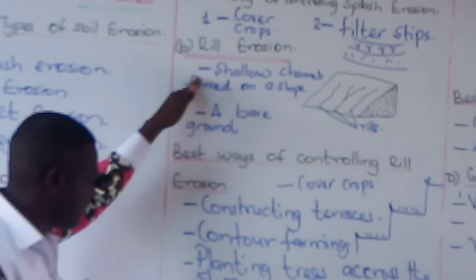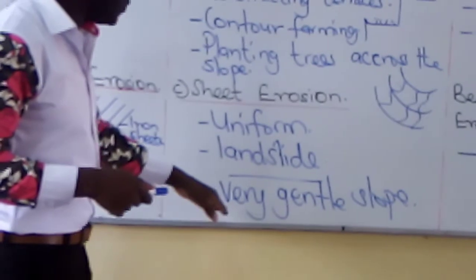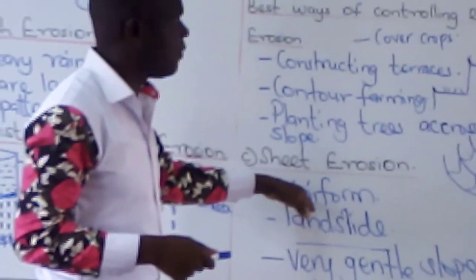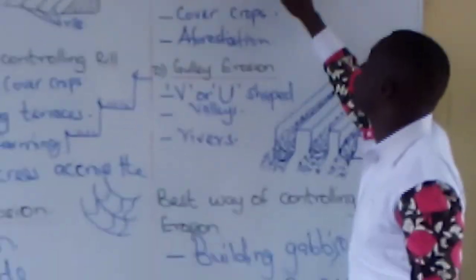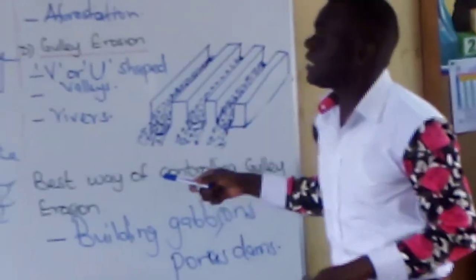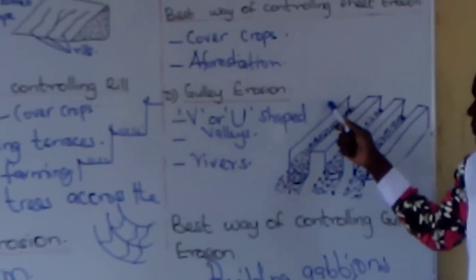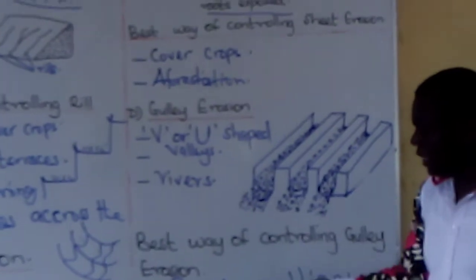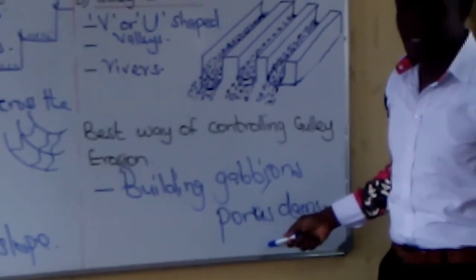We've learned that sheet erosion is also known as a landslide, and it occurs on a gentle slope, and it is uniform and unnoticeable. We also have learned that we can only notice that there is erosion with the exposed roots of the plants. They appear above the soil, and yet they are not aerial. And then we have learned that rill erosion can eventually lead to gully erosion, and the best method of controlling gully erosion is by building gabions or porous dams.